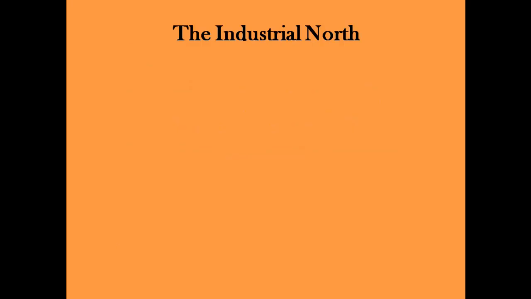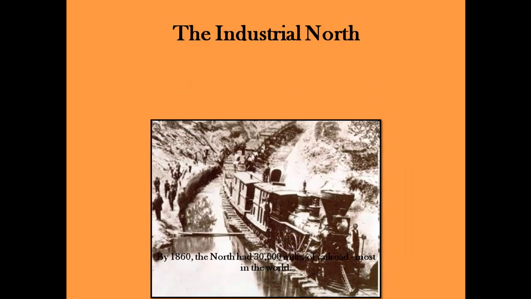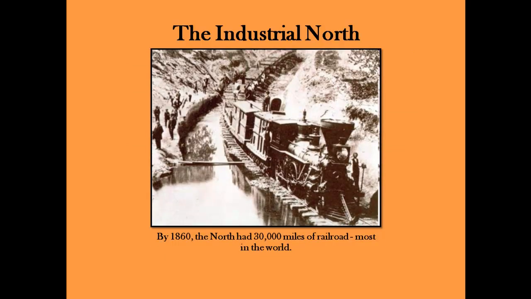Northern industrialization led to technological advances. Railroads started popping up as a way to move goods and people. By 1860, the North had more miles of railroads than any country in the world. While the railroads were more expensive than canals and turnpikes, they were faster and could operate in the winter. From this point forward, America will lead the way when it comes to technological advances in the world.